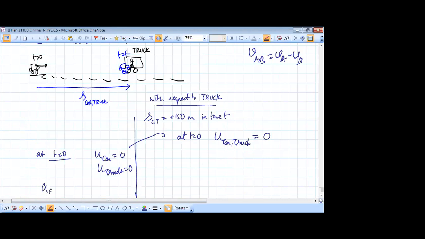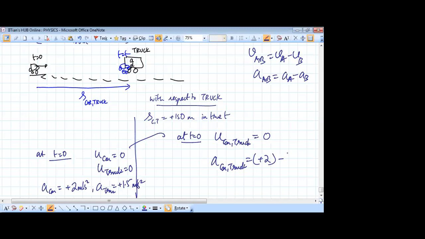But the acceleration of the car is plus 2, whereas the acceleration of the truck is plus 1.5 meters per second square. Again, the same relation holds for acceleration. Relative acceleration of A with respect to B is acceleration of A minus acceleration of B. So here, the acceleration of the car with respect to the truck will become plus 2, the car's acceleration, minus plus 1.5, the truck's acceleration. So it is plus 0.5 meters per second square. So the relative acceleration of the car with respect to the truck is 0.5.